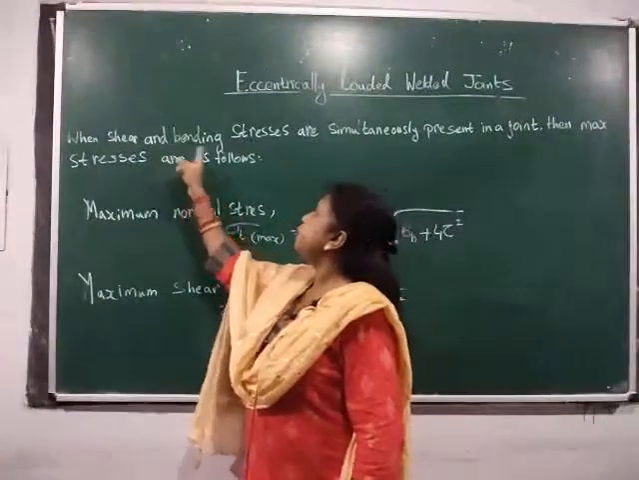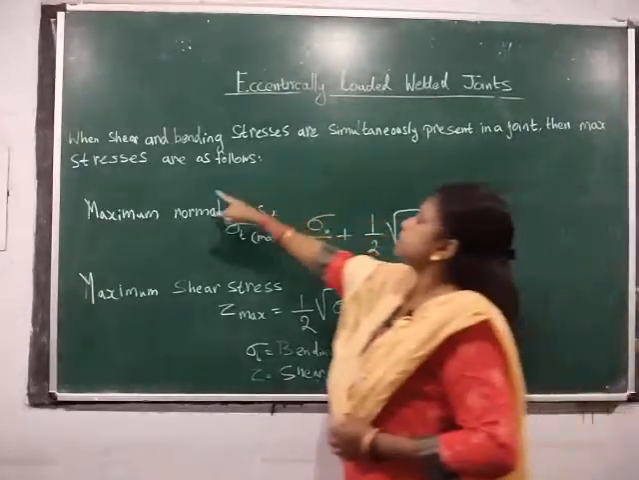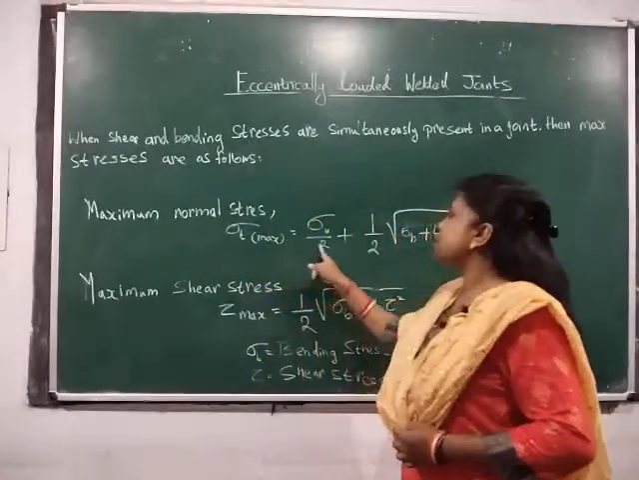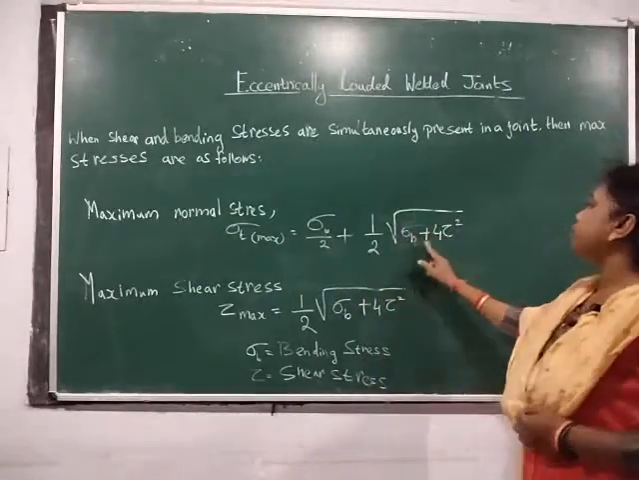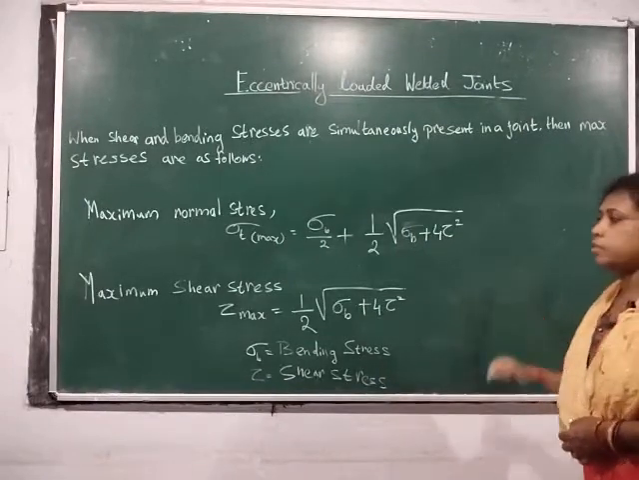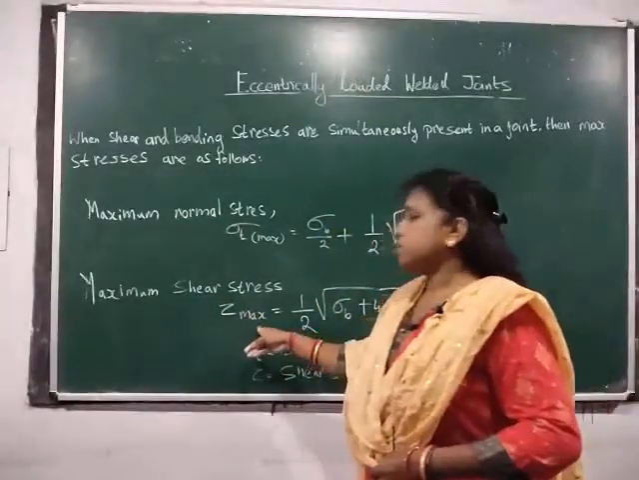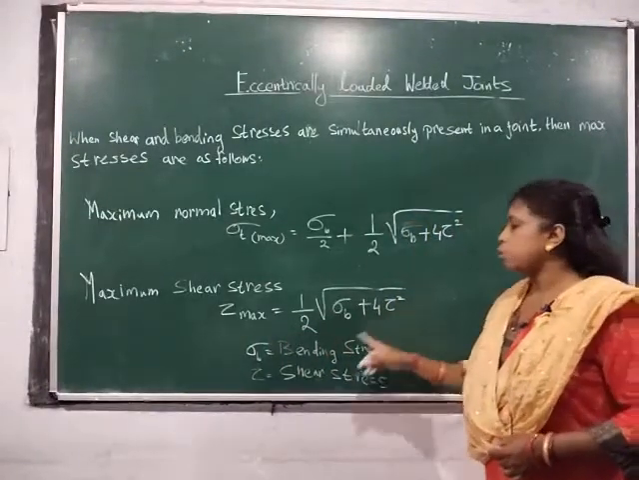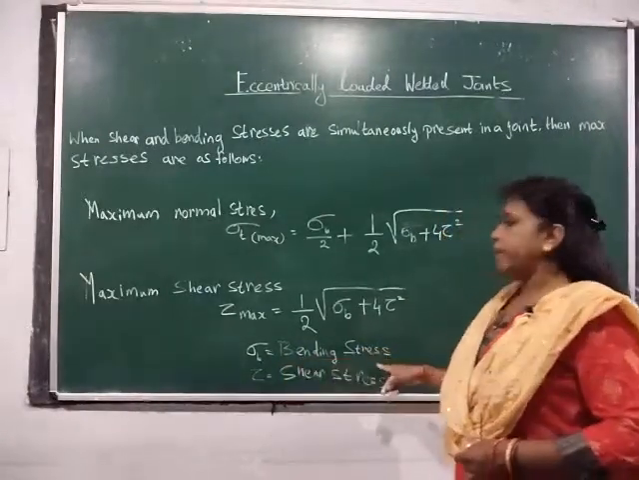When shear and bending stress are simultaneously present in a joint, then maximum stresses are obtained. Maximum normal stress is given by sigma T max is equal to sigma B by 2 plus 1 by 2 root over of sigma B square plus 4 tau square, and these terms you have already seen in your previous semester. Next, maximum shear stress, tau max, is equal to 1 by 2 root over of sigma B square plus 4 tau square. So what is tau? Tau is nothing but your shear stress. Sigma B, as you know, is your bending stress.